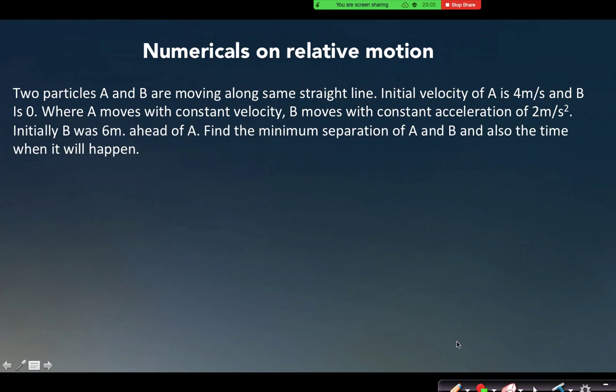Can we just try to solve this one? Question says two particles A and B are moving along same straight line. Initial velocity of A is 4 meter per second and B is 0, where A moves with constant velocity. B moves with constant acceleration of 2 meter per second square. Initially B was 6 meter ahead of A. Find the minimum separation of A and B and also the time when it will happen.